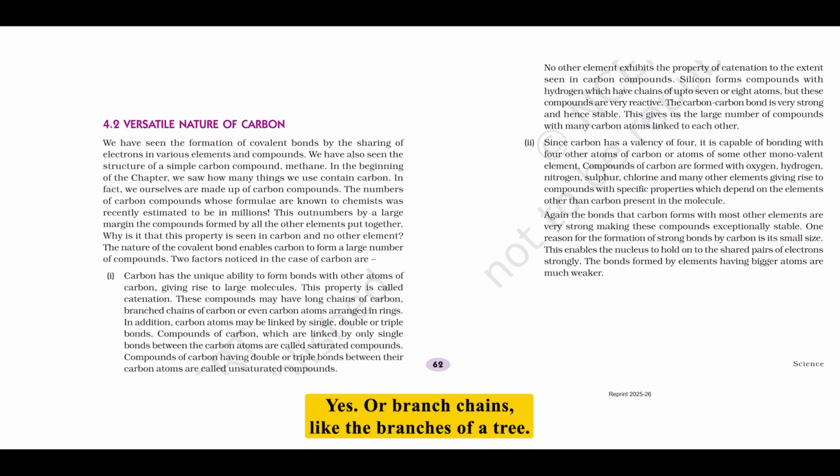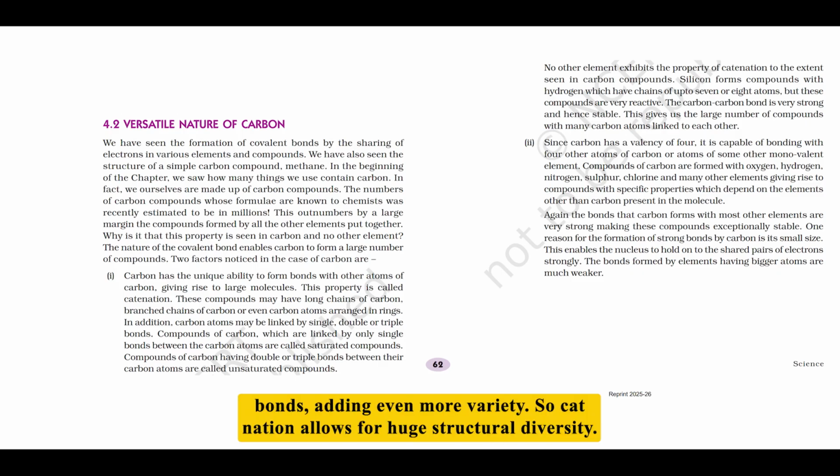Like beads on a string. Yes, or branched chains like the branches of a tree. And they can even loop back on themselves to form rings. Chains, branches, and rings. Okay. And within these structures, the carbon atoms can be linked by single, double, or triple bonds, adding even more variety. So catenation allows for huge structural diversity.